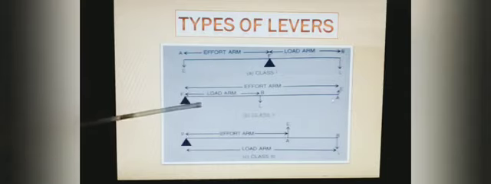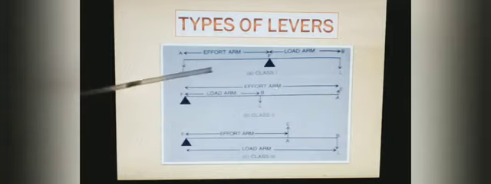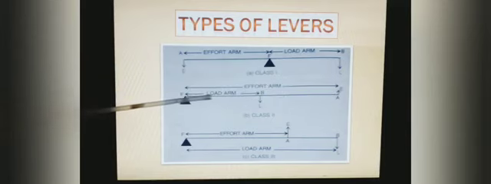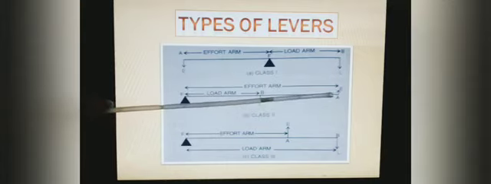Now see the next diagram, class 2 lever. In class 2 lever, the load comes in between fulcrum and effort. In this case, the distance from fulcrum to load is called load arm, and the distance from fulcrum to effort is called effort arm. So you can see that effort arm is longer than the load arm. So its mechanical advantage is always more than 1. The lever whose mechanical advantage is more than 1 acts as a force multiplier. So this is a simple diagram of a class 2 lever.